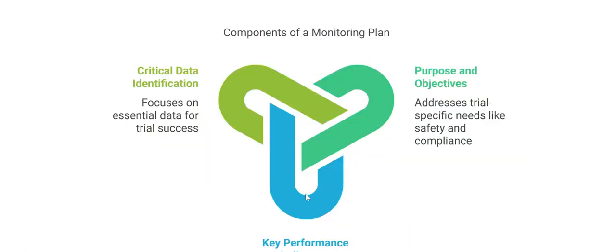Here is a summarized diagram of components of a monitoring plan. We have the critical data identification, which focuses on essential data for trial success. We have the purpose and objectives, which address trial specific needs like safety and compliance, and we have the key performance indicators, KPIs, which measure trial progress and data quality.